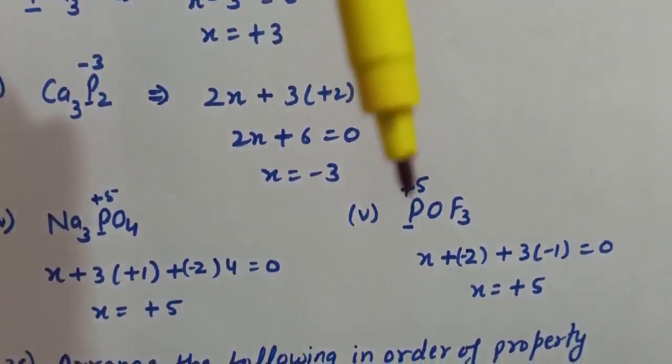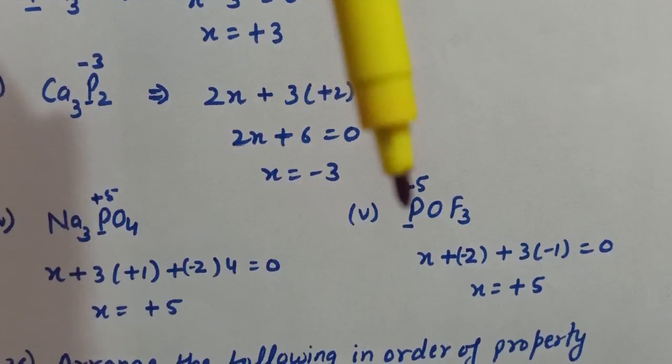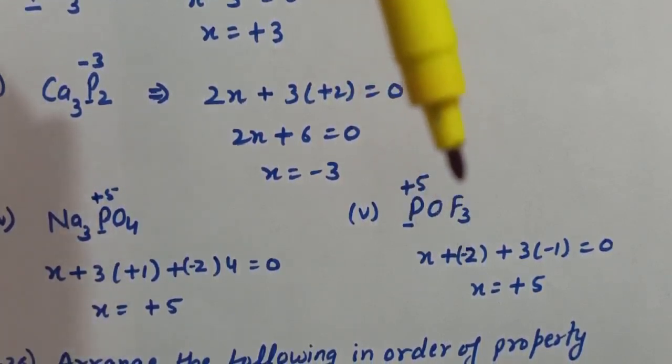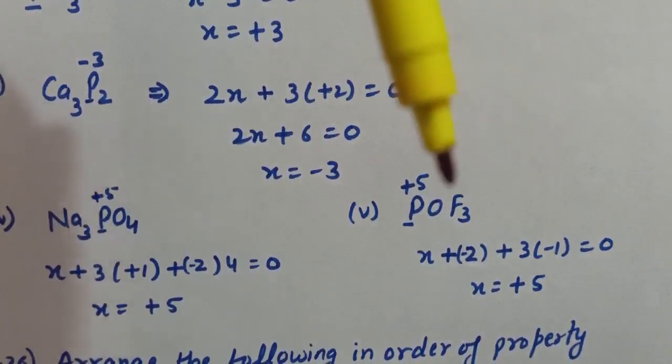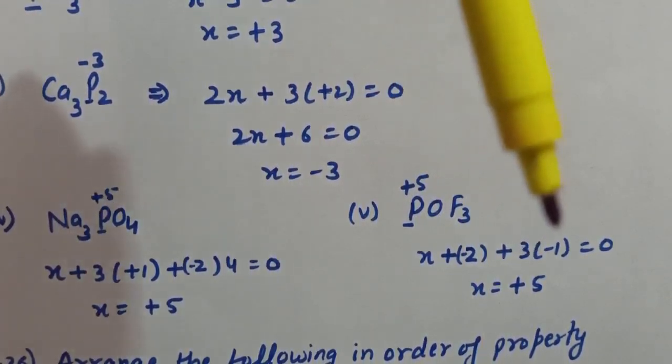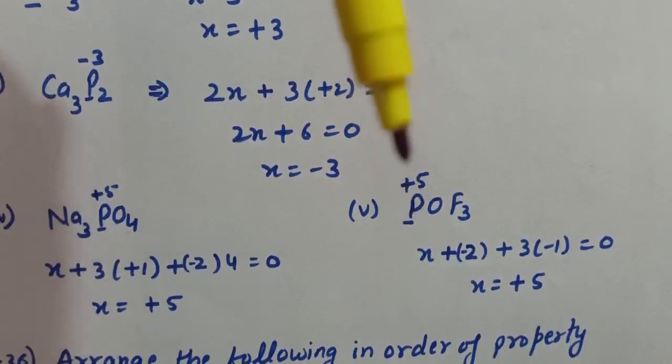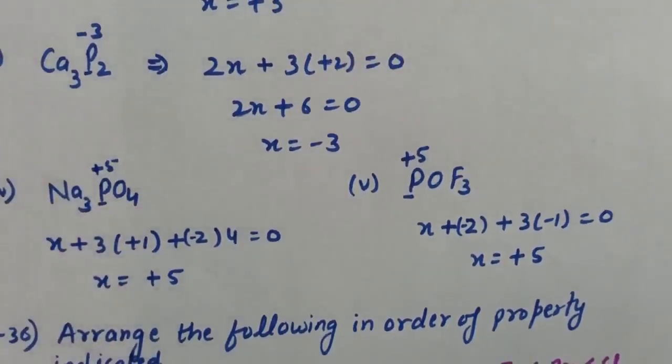Now fifth is POF3. Again we will assume the oxidation number of phosphorus is X. For oxygen it is -2. For fluorine it is -1, and here we have 3 fluorine, so 3 into -1, that will be equal to 0. So again the oxidation number of phosphorus comes out to be +5.